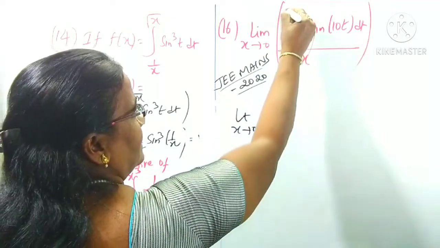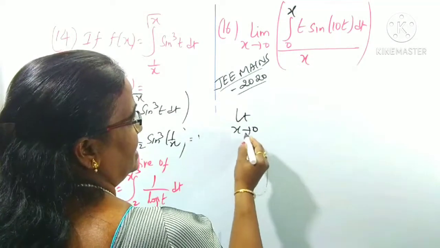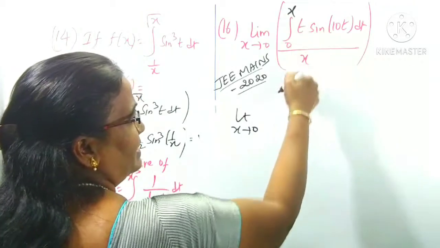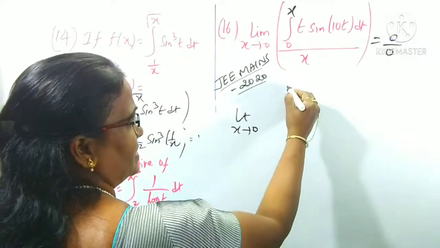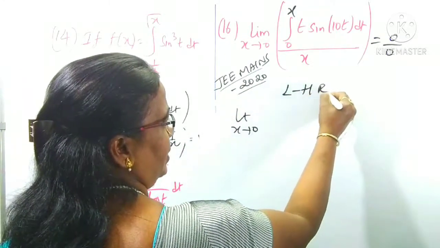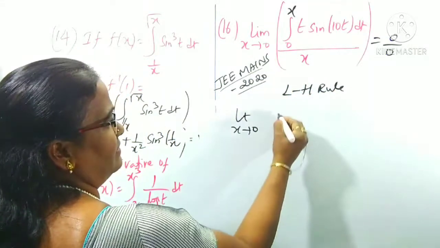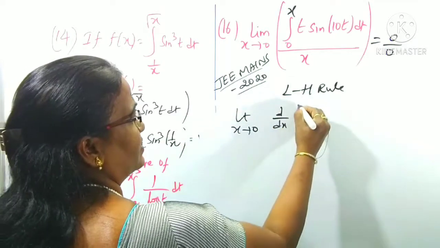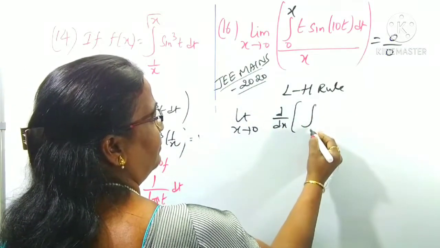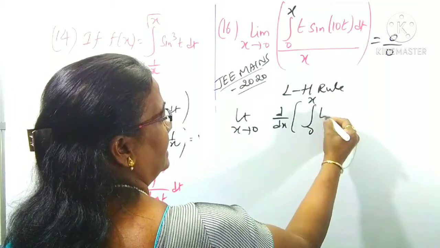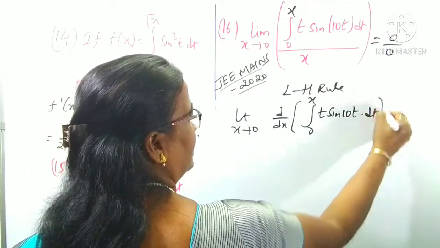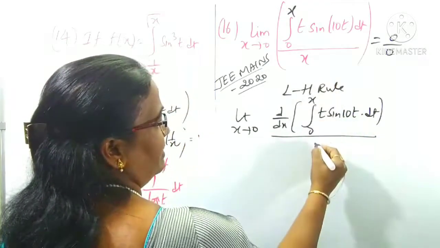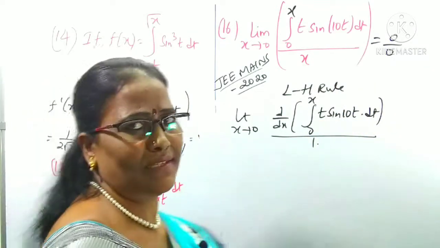This is x. Right? x tends to 0. 0 to 0 is 0. Upper limit is 0, lower limit is also 0. This is 0 by 0 form. What can you use? Yes, L'Hospital rule. In the sense, derivative of numerator, d by dx of integral of 0 to x, t sin 10t. This is numerator. Right? By derivative of denominator is 1. Derivative of x is 1.